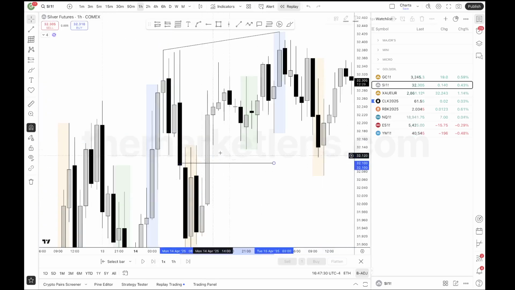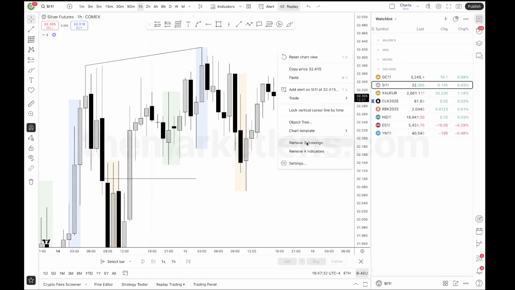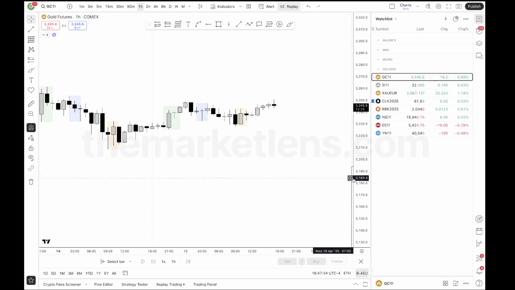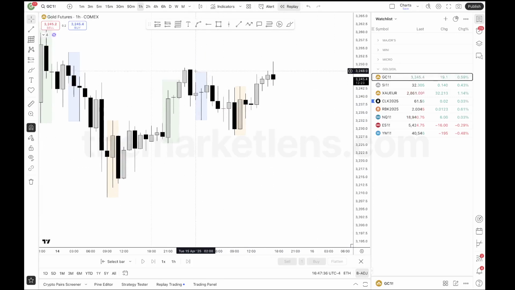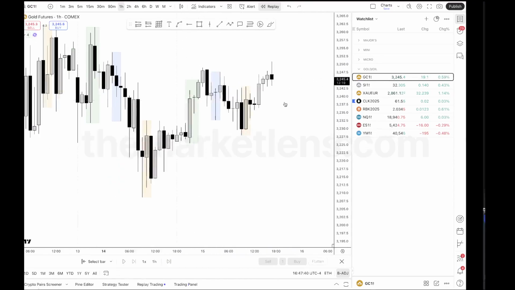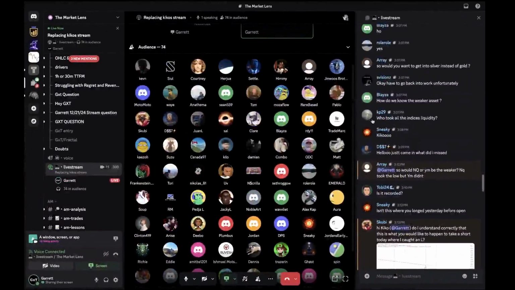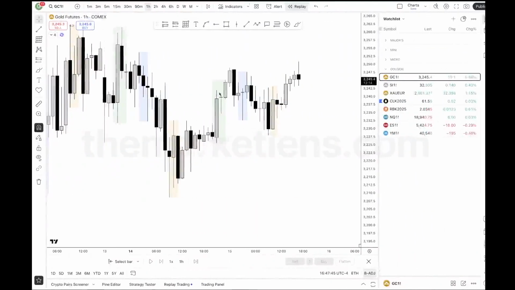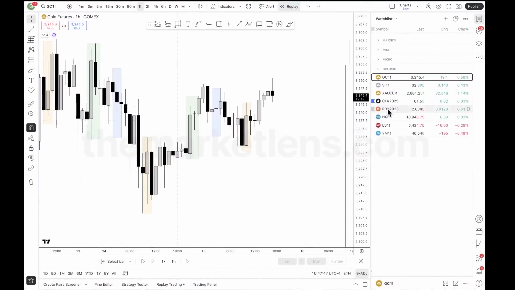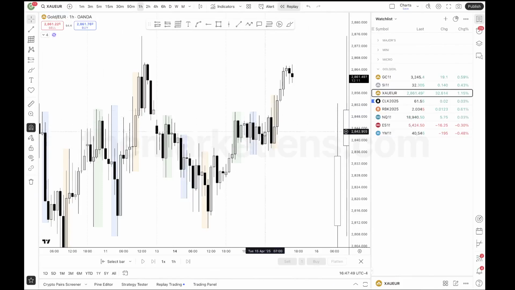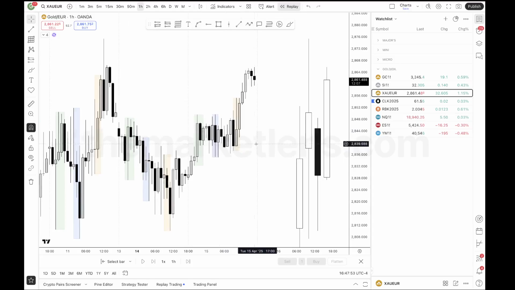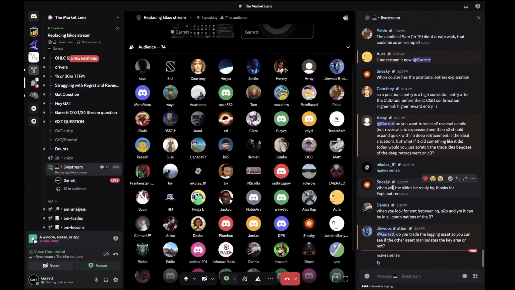We can't really trade away from the lows. It's super trash PA. This is extremely avoidable. For this to be the weaker asset, where is the strength, bro? There's no strength away. So y'all see, this is super easy to avoid. I'm telling you, so easy to avoid a day like this. It's not even funny. And look at this asset. We don't want to trade this, guys. Trust me.